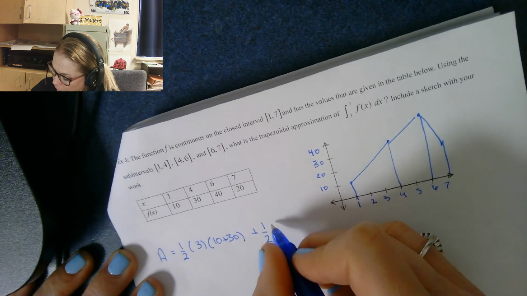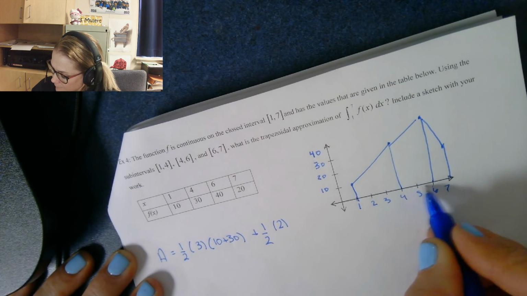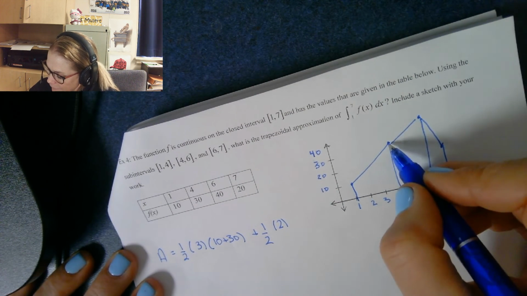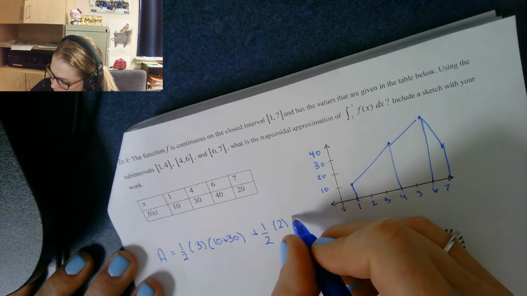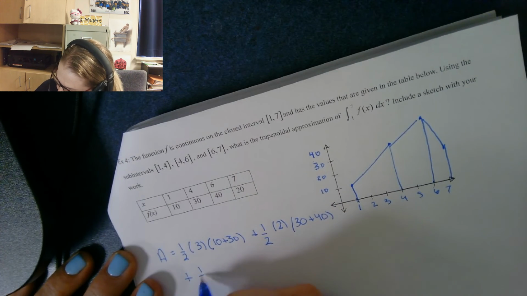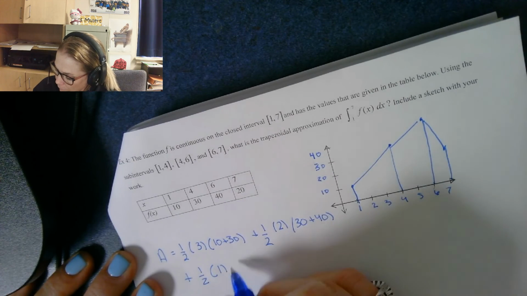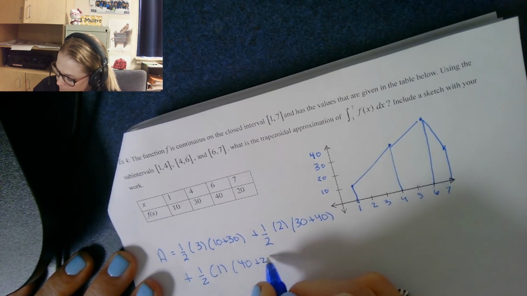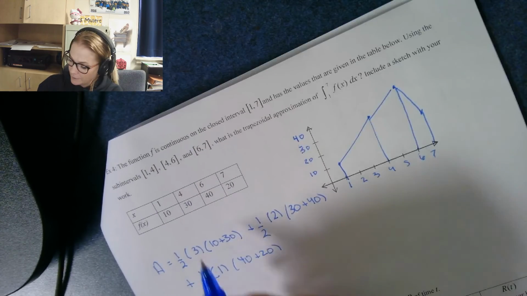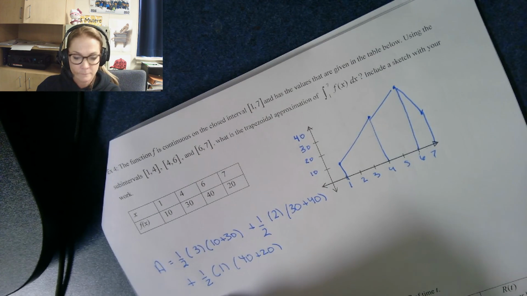This next is 2. That's a height there of 2, or interval length of 2 here. Looks like a base, but we're thinking about its height. And then this is 30 and 40. Plus the last one has a 1, and then those two are 40 and 20. Trapezoid rule is pretty easy and intuitive here. So this is 40 times 3, that's 120. Half of that is 60.